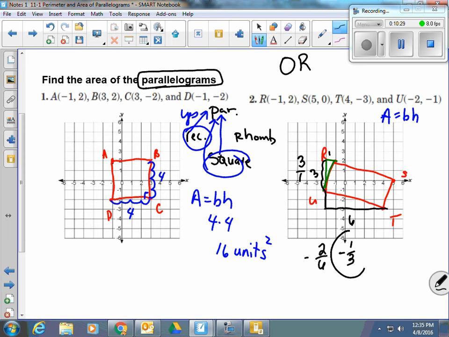Is negative 1/3 an opposite reciprocal to 3 over 1? The answer is yes. That means they're perpendicular. That means that this is a rectangle. So now I just have to find the length of this side, which would be 3 squared plus 1 squared equals c squared. 9 plus 1 equals c squared, so that makes that 10. So that would be the square root of 10.